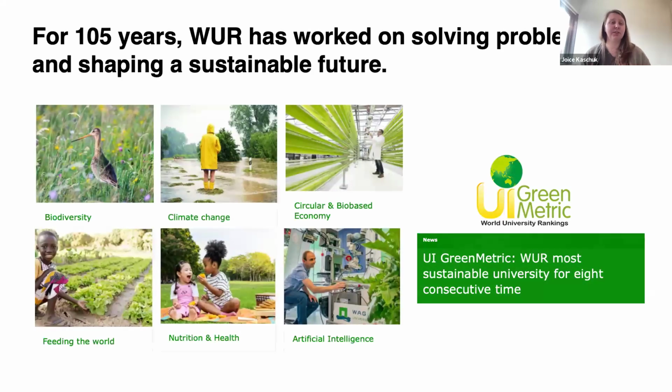We have a few areas of research. For the past 100 years, we have been working to solve problems and shape a more sustainable future. We research biodiversity, climate change, circularity, bio-based economy. We have research on how to improve the quality of food and how to increase the productivity of food. And recently, we also included artificial intelligence as one of the research areas, where we can use this tool as a complement for all the research.